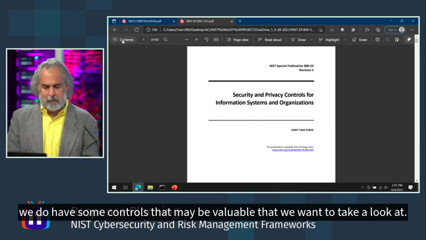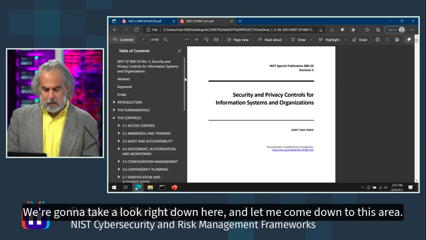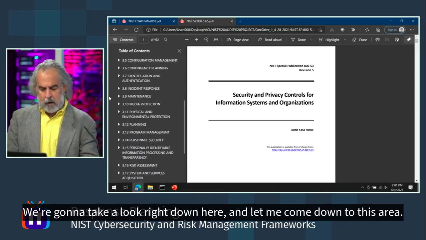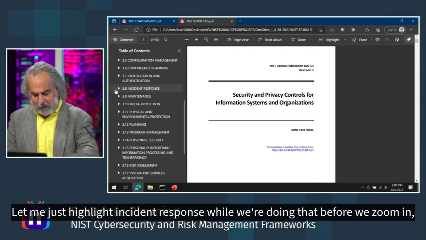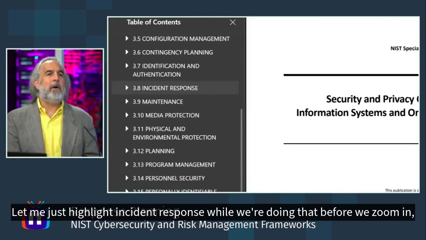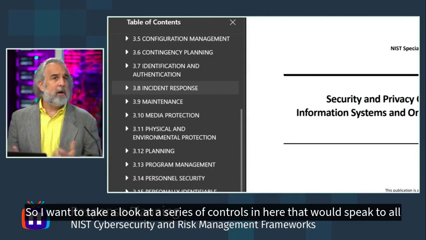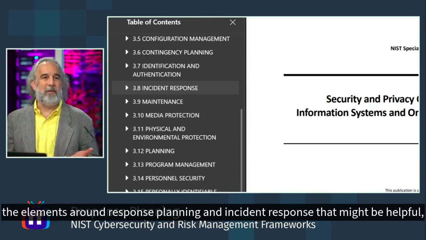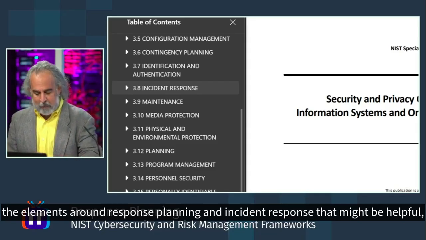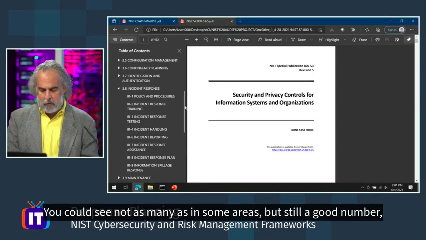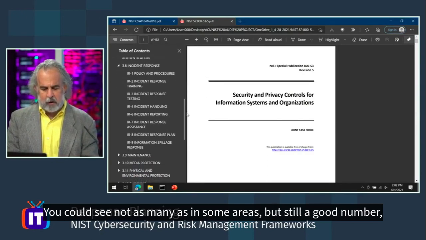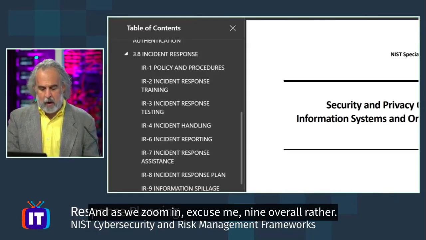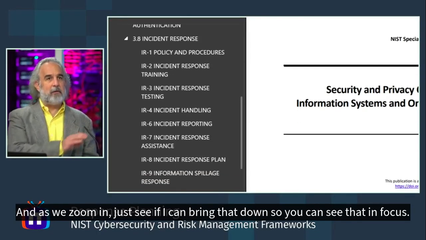We do have some controls that may be valuable that we want to take a look at. We're going to take a look right down here. And let me come down to this area. It is alphabetized, as I remind you. Let me just highlight incident response while we're doing that before we zoom in. And we can see 3.8 incident response. So we're going to take a look at a series of controls in here that would speak to all the elements around response planning and incident response that might be helpful. And there's a long list of them. You could see not as many as in some areas, but still a good number. We have 9 overall. And as we zoom in, let me see if I can bring that down so you can see that in focus.